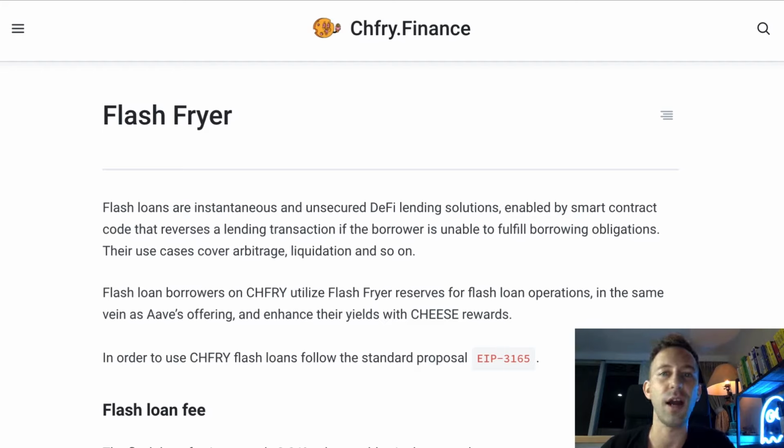And even if you are not a developer, you can still experiment with flash loan mining by using a UI provided by the team of CHFRY. With this UI, you use a flash loan that just returns the money instantly, so you don't really make any practical use of the flash loan, but you still get the cheese reward for using the flash loan.